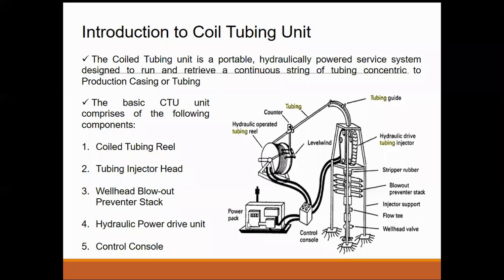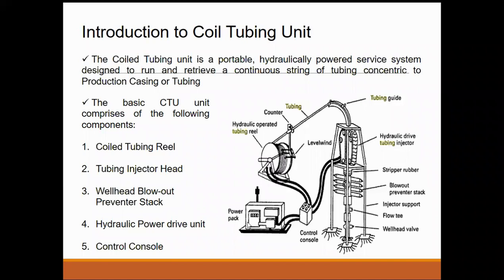So coiled tubing unit is a portable hydraulically powered system designed to run and retrieve a continuous string of tubing. The main advantage of coiled tubing units is you don't have to add more pipe, because if you are working with a rig, you have to run a pipe, then make a connection, then run it again, then make another connection on top of it. But coil tubing is a pipe wound on a reel, so you can run it continuously. During your internships, you might get a chance to see it also.